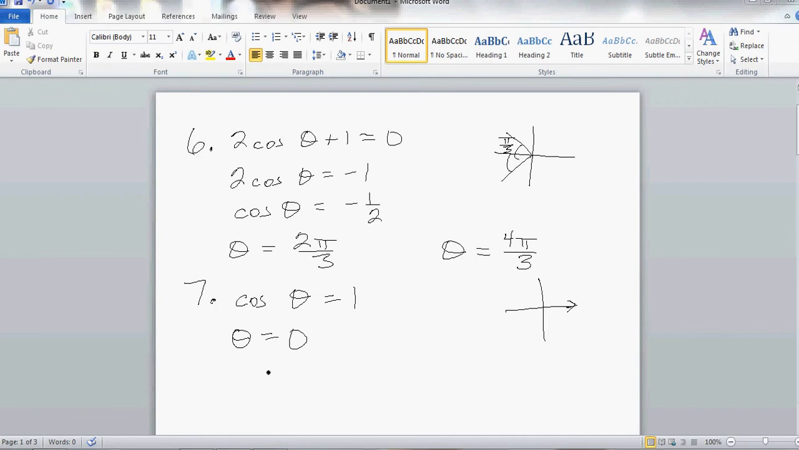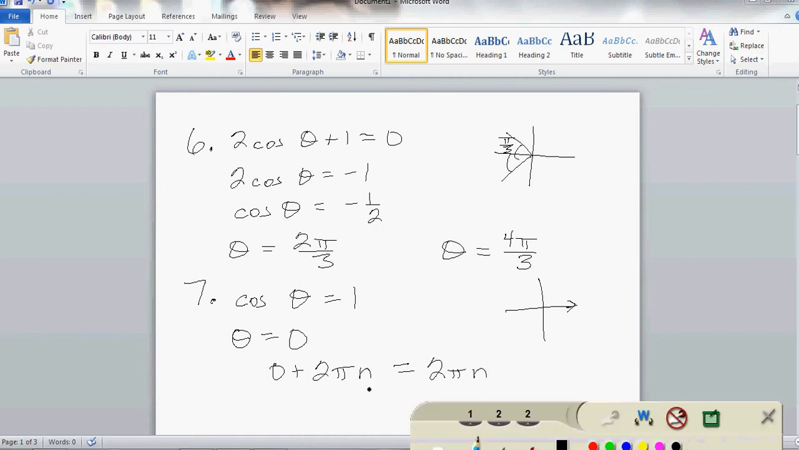Well, we just take our answer, 0, and add 2 pi n to it. Because it happens every 2 pi, we put 2 pi. If it occurred every pi, we would just put pi. If it occurred every pi over 2, we would do that as well. Now obviously we never like to see 0 plus 2 pi n, so this can be more easily written as 2 pi n. And understand that n just simply means any integer. And as soon as we do that, this is our final answer, 2 pi n.